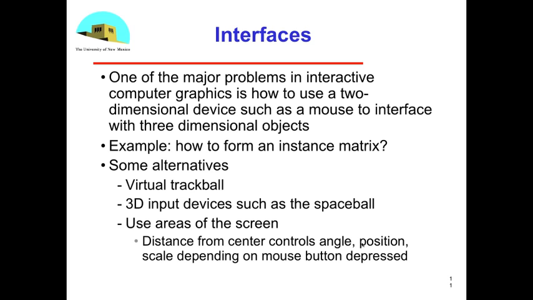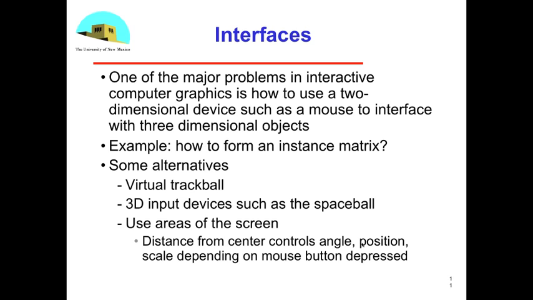Or if I start off with trying to form an instance matrix, so I put say a prototype cube, aligned with the axes, centered at the origin with maybe a side of length 1 or 2. How do I get that to be what I want it to be? How do I get it in the orientation I want, at the size I want, and put it somewhere with a device like just a mouse? So we could look at that.